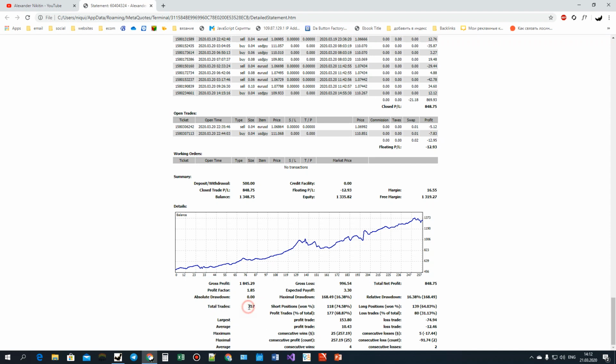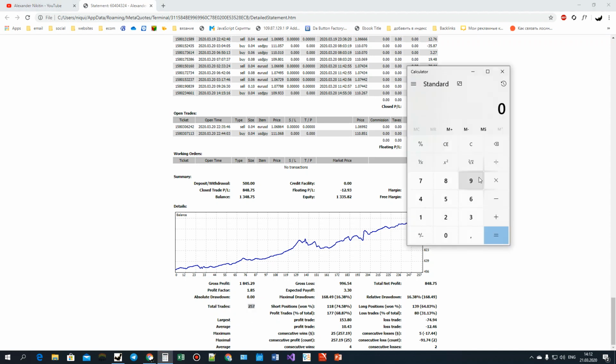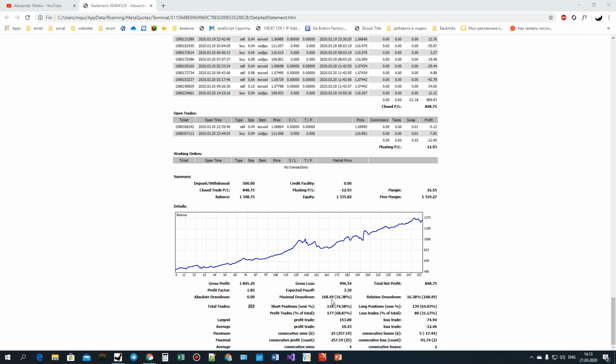Total amount of trades is 257, and the amount of trading days, if we talk about 1 month, is 20 days on average, 20 or 21 depending on the month. So let's calculate how many trades a day I have. 257 divided by 20, that's 12 or 13 trades a day on average.